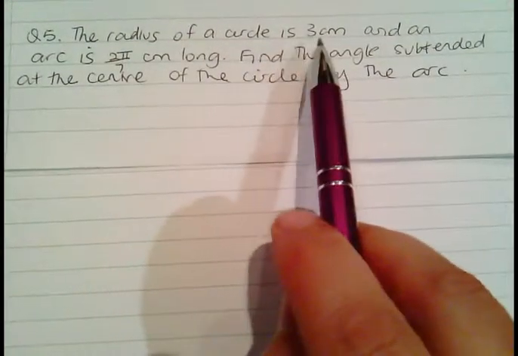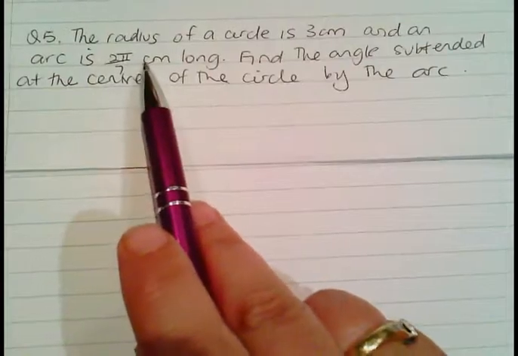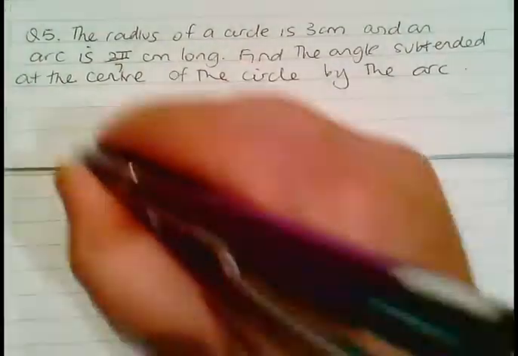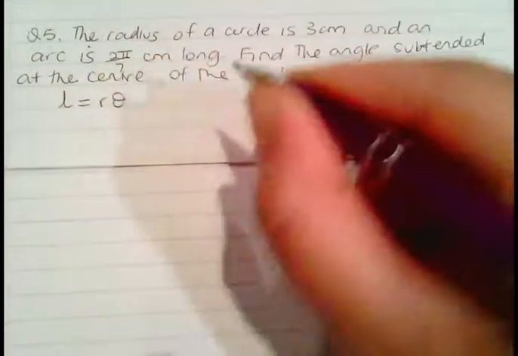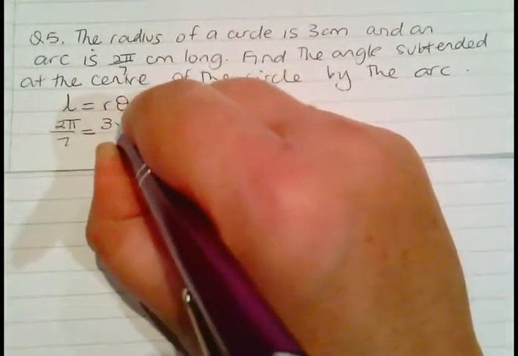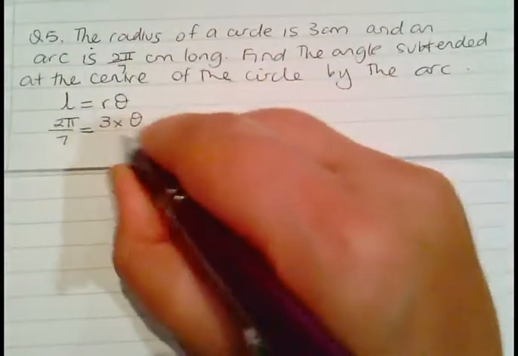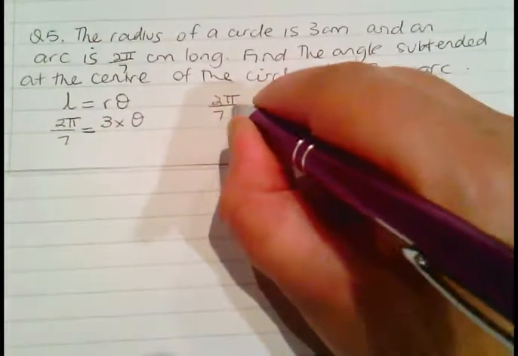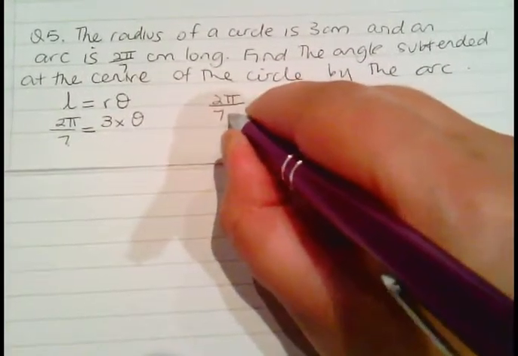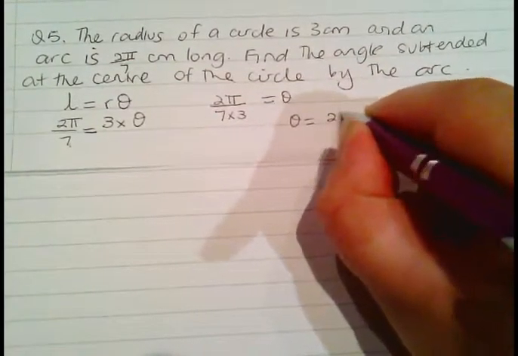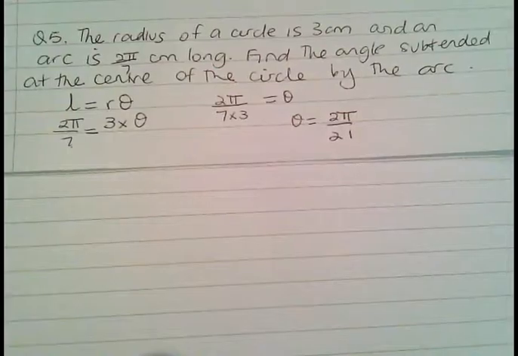Okay, another question. The radius of a circle is 3 centimeters and an arc is 2 pi over 7 centimeters long. Find the angle subtended at the center of the circle by the arc. We know that L is r theta. We know that the arc length is 2 pi on 7. The radius is 3 times theta. And if we just rearrange this equation, we would get that 2 pi over 7, this 3 would come down here, so times 3 equals theta. And so therefore theta is 2 pi over 21. Okay, so that is the angle subtended at the center.